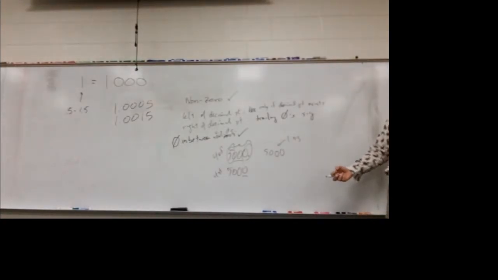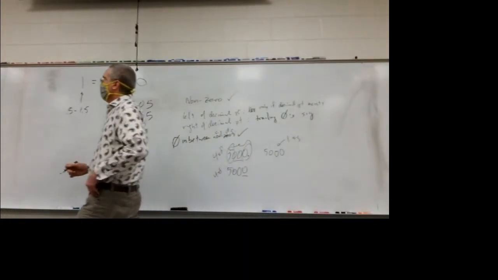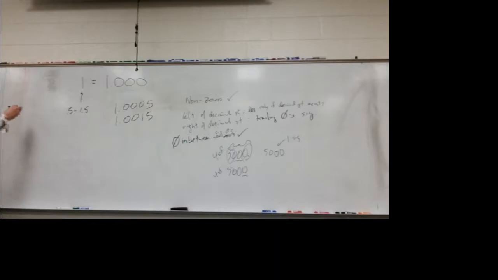Questions up to there? Addition and subtraction. First off, how many significant digits does this number have? 2. Yeah. These zeros right here are not significant. They're just making sure that this 1 is in the right place. How many significant digits here? 4. All right.